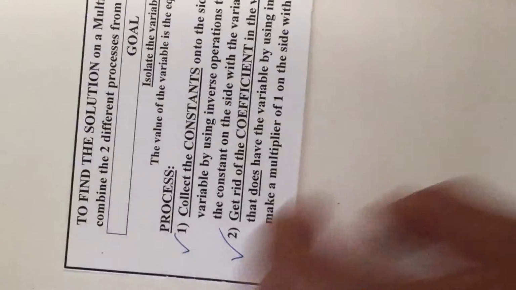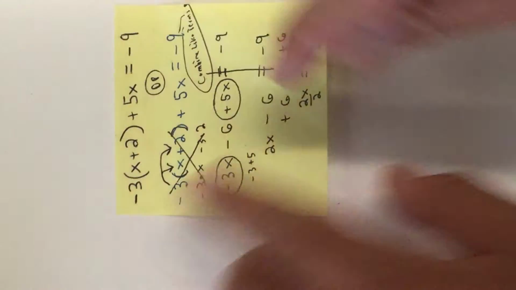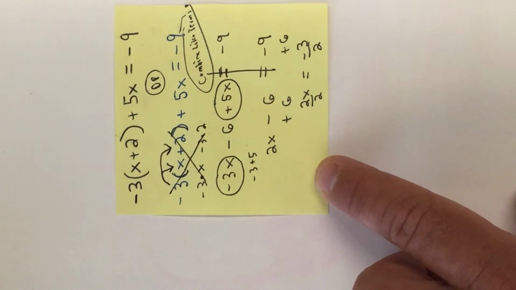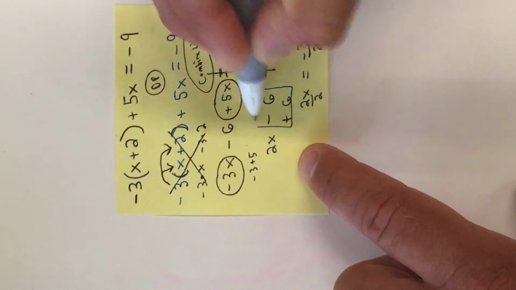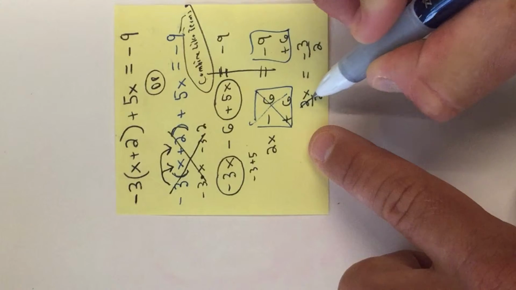Okay, so we reviewed one-step equations where we had two processes that were separate, and then we talked about multi-step equations where we combine the two processes to collect the constants and to get rid of the coefficient of the variable term. When we did this problem, if we go back, we collected constants here, and then we made 0, we also got rid of the coefficient by making 1 here. So we've now reviewed fully both one-step and multi-step equations.